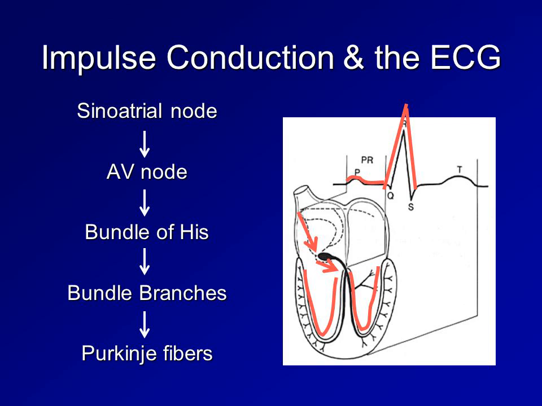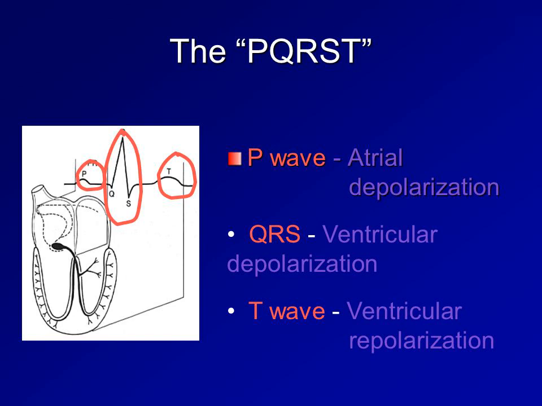Impulse conduction and the ECG. Sinoatrial node. Atrioventricular node. Bundle of His. Bundle branches. Purkinje fibers. The P wave, atrial depolarization. QRS, ventricular depolarization. T wave, ventricular repolarization.